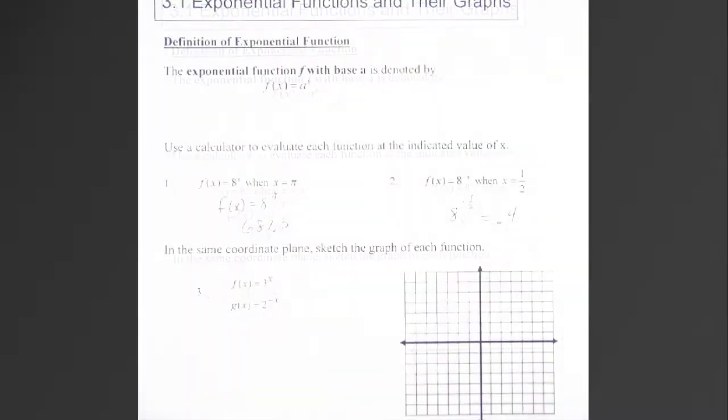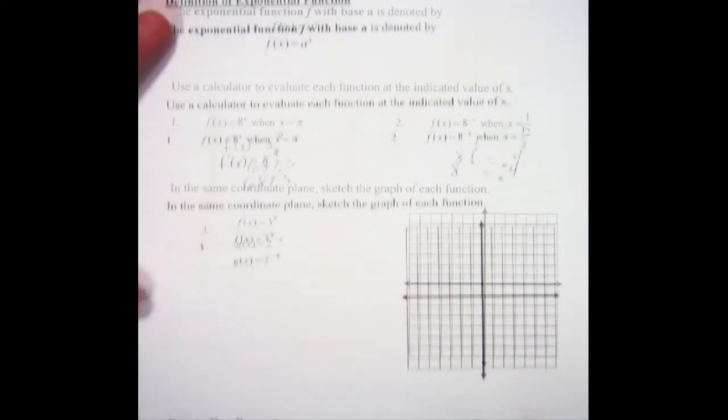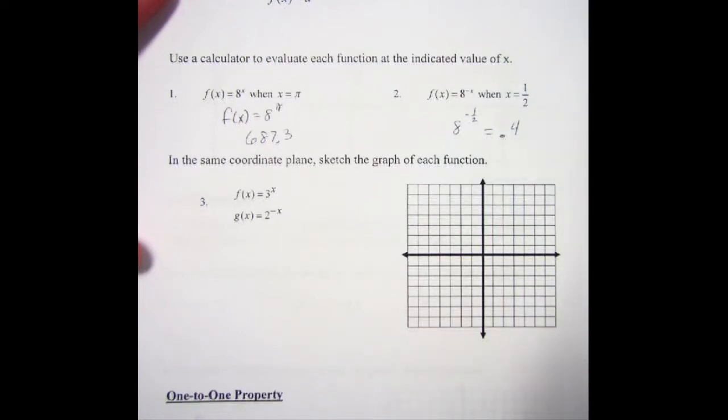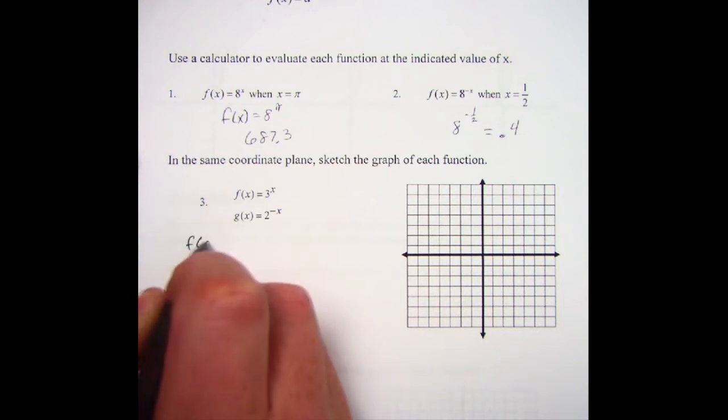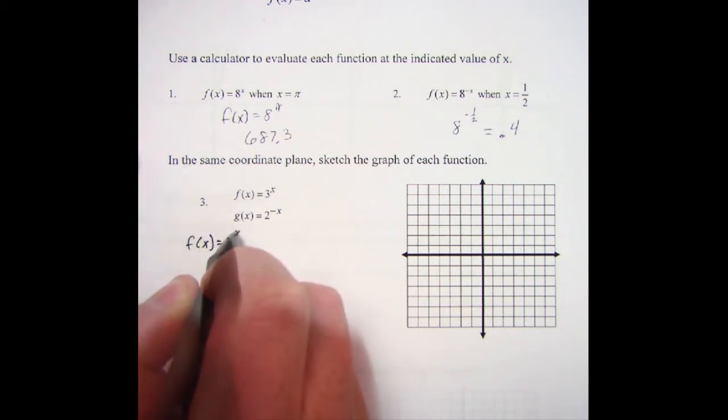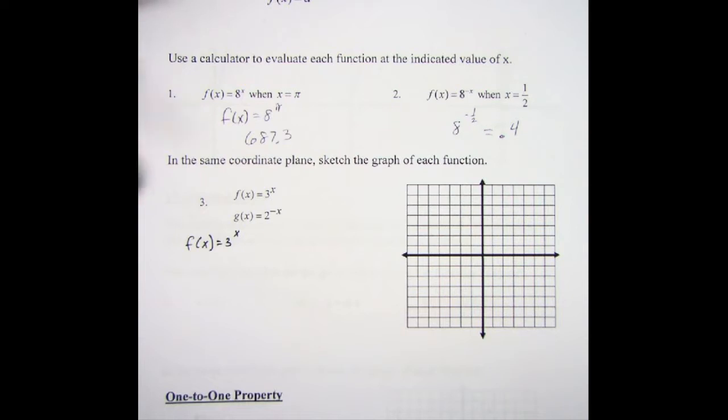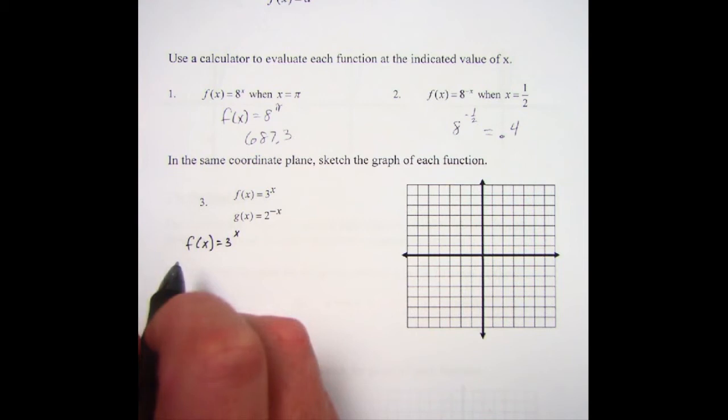Okay, now we're going to move on to example number 3. So we have, in the same coordinate plane, sketch the graph of each function. So let's start with f of x is equal to 3 to the x. Since you've never graphed these before, I would say probably the easiest way to start is let's just pick your x and then solve it for y.